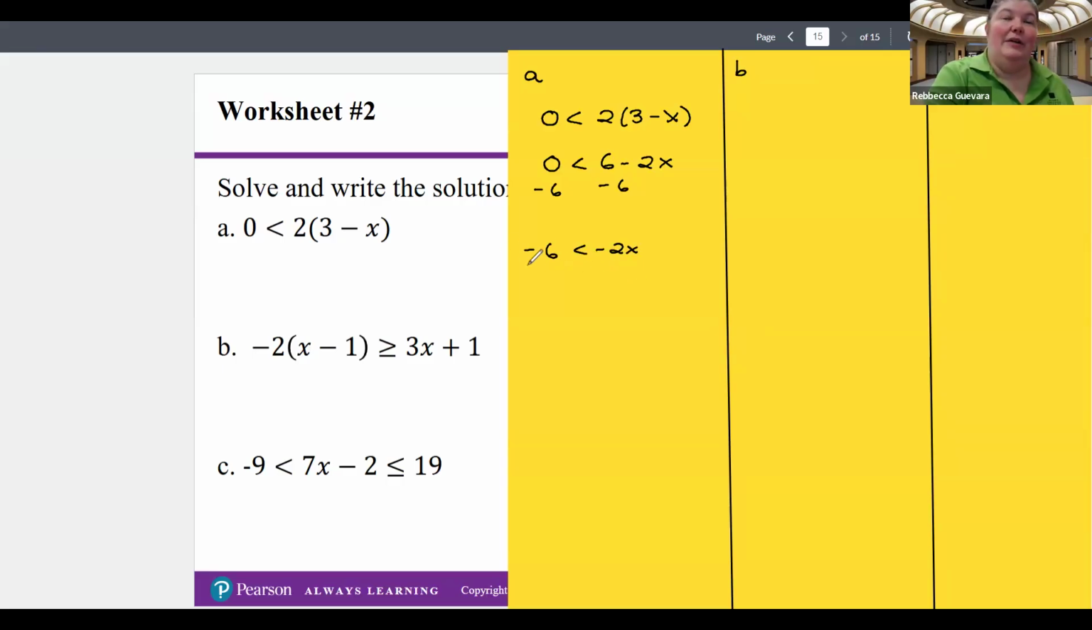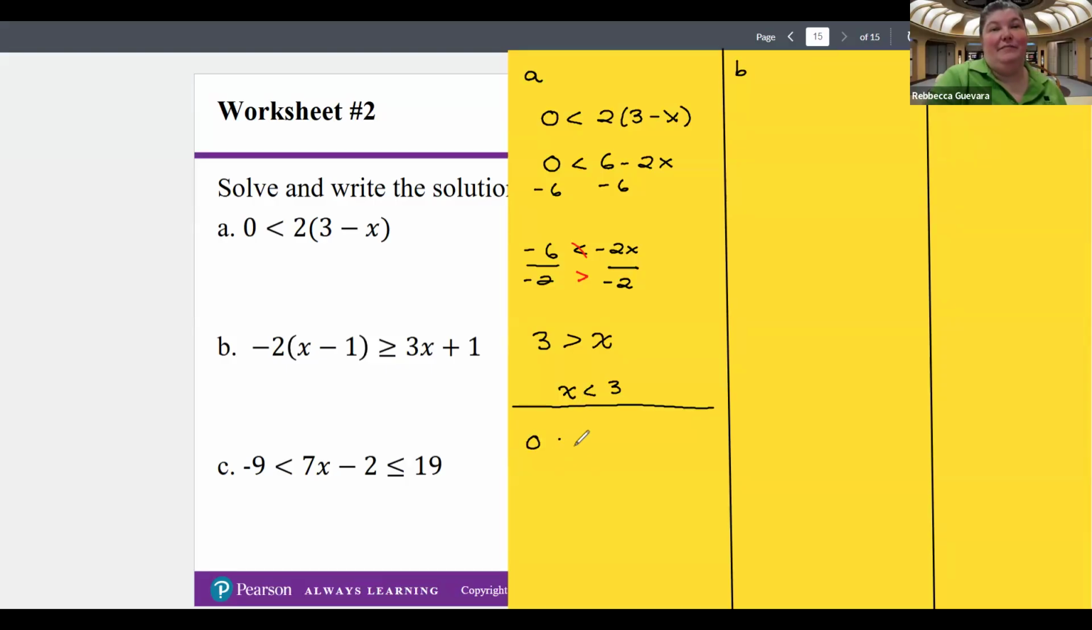Which in that case, now if I'm going to get x by itself, I have to divide by -2, which means the sign switches directions. So instead of a less than, we get a greater than. So now we have -6 divided by -2, that is going to be 3, is greater than x. So x has to be values that are less than 3.